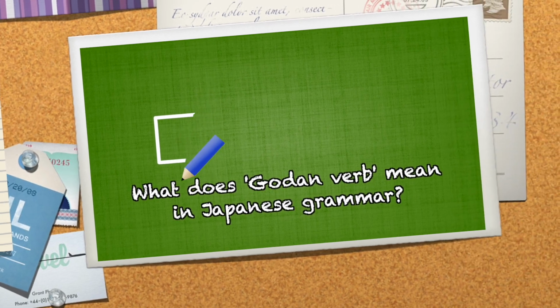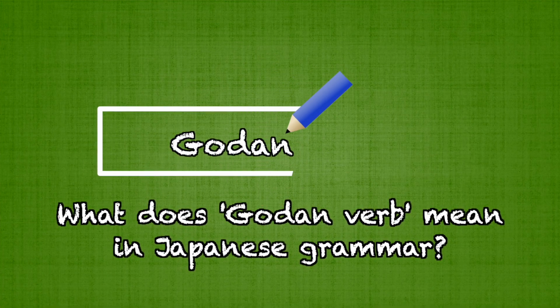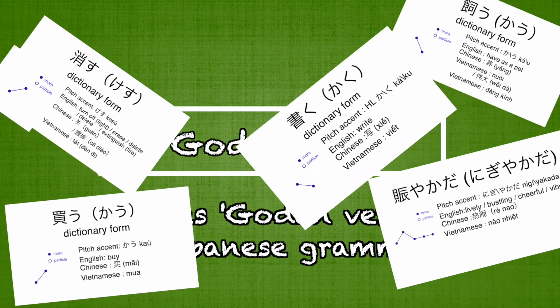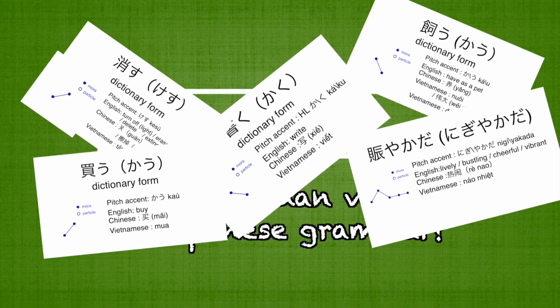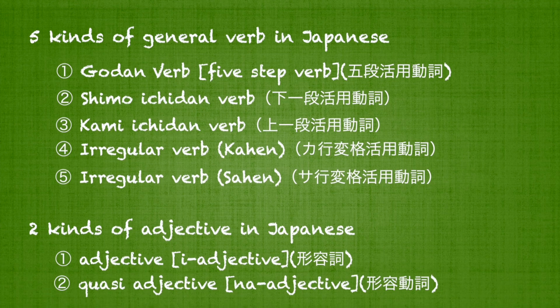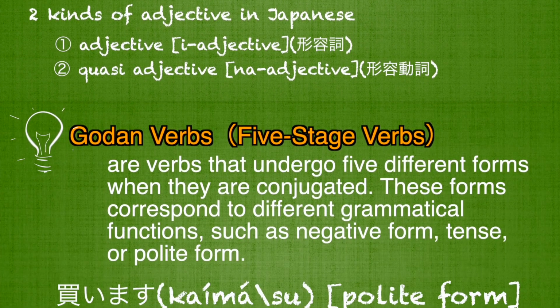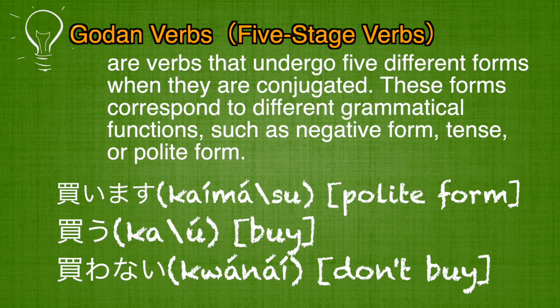What does Godan verb mean in Japanese grammar? There are 5 kinds of verbs and 2 kinds of adjectives in Japanese. The way of verb conjugation is different depending on what kind of verb you use in the sentence. A Godan verb is a verb that undergoes 5 different stem changes when it is conjugated. These changes correspond to different grammatical functions such as negative form, tense, or polite form.